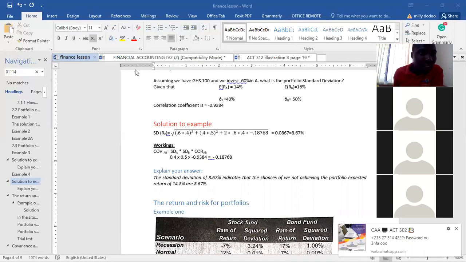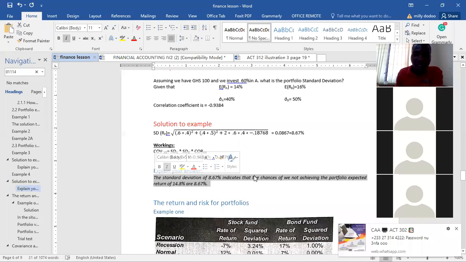Who else has an answer? I thought I saw Sadiq, or Sadiq has run away. Okay. Maybe. Can you all see my screen here? Can you all see what I've highlighted?